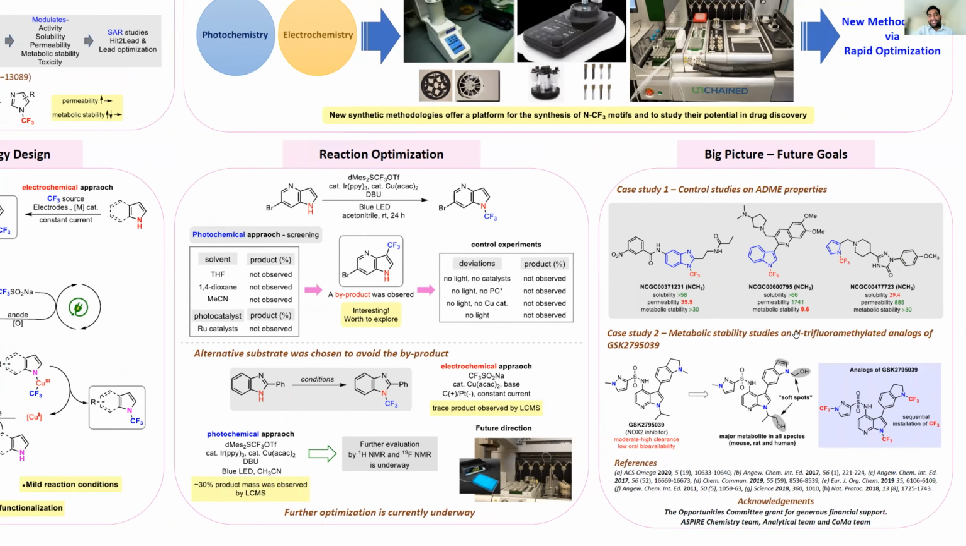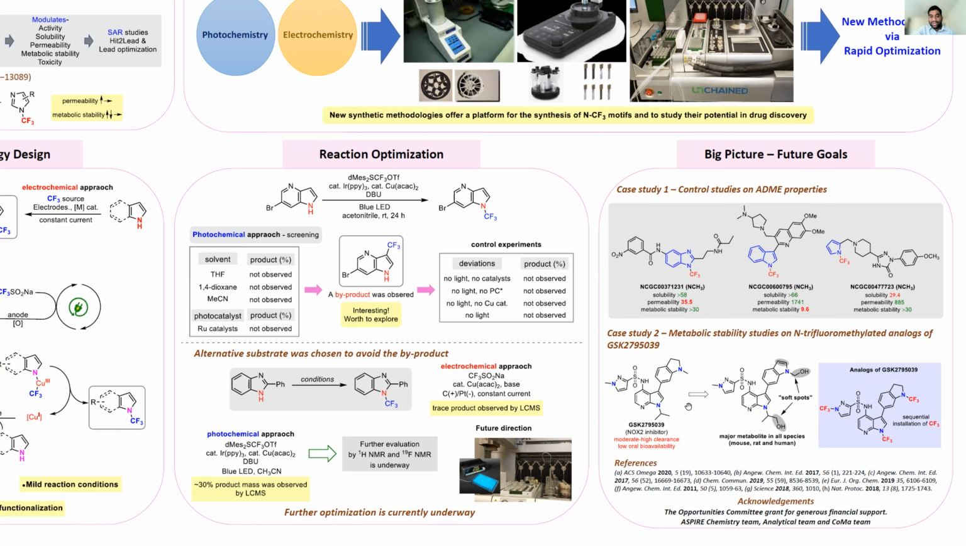Really, the big picture in this project is to study the biological activity of these compounds. So we designed two case studies for this. The first one includes control studies on ADME properties. We chose three specific compounds for which the N-methyl analog is already known and the activity profile is available, and each of those has one specific property limitation. By making the corresponding N-trifluoromethylated compound, you could have a direct comparison of how it influences each of these parameters. That's one study we would really like to do.